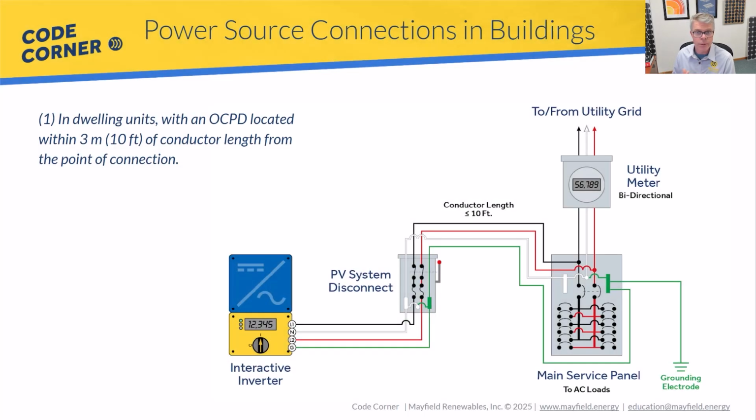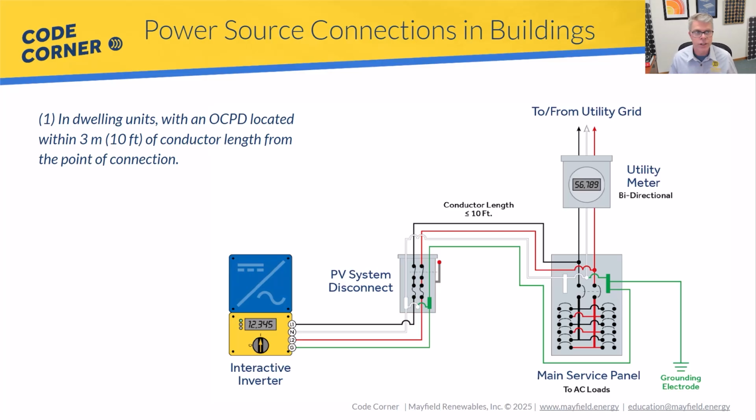So here's that first image I was referring to. This is actually something we were using back in 2020, and it's coming to life again. Really what this is saying is if we're in a dwelling unit, then that conductor length has to be less than or equal to 10 feet. So from that point of connection inside that main service panel, we are running over to a PV system disconnect, and that conductor length is the 10 feet.